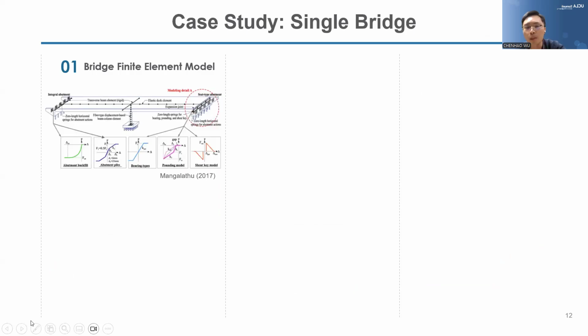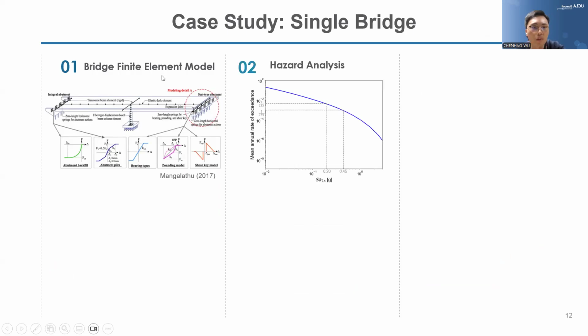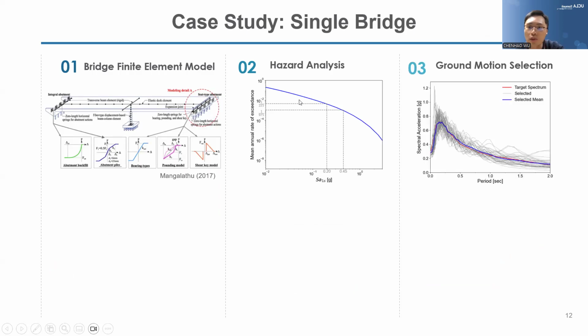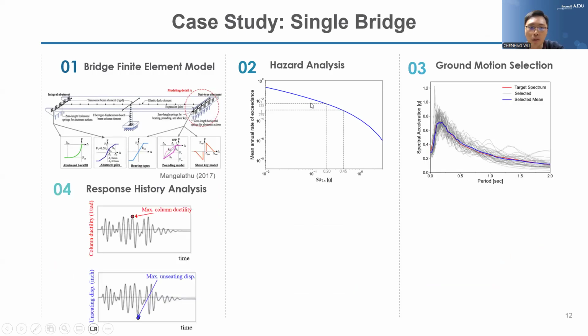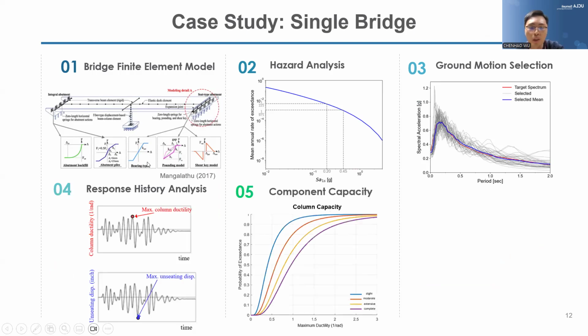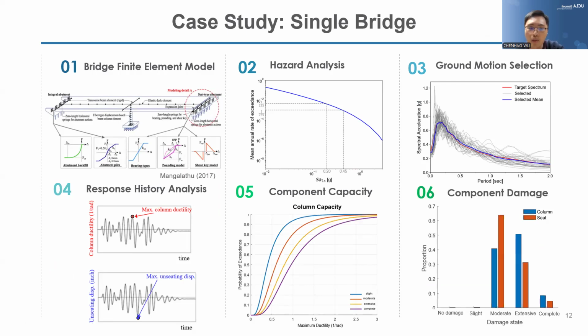So now I'm going to show a simple case study to showcase the procedure of our framework. First step, we built a detailed 3D bridge model in OpenSees, and we performed hazard analysis to identify the hazard of the site. And then we select one of the motions based on the target spectra. And then we performed a nonlinear structural analysis to get the EDP for the bridge components. And here we get the component capacity model. And we combine the response history analysis, EDP distribution, and the capacity. We get a probability distribution for damage state for each of the bridge components.